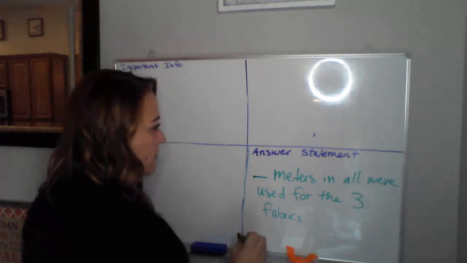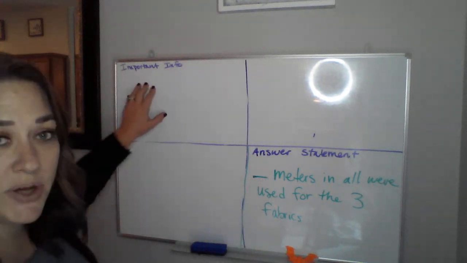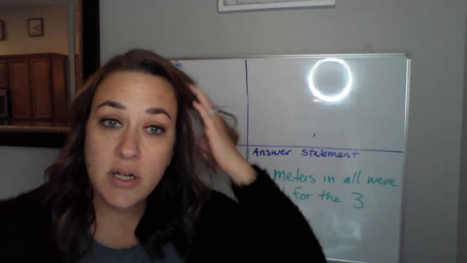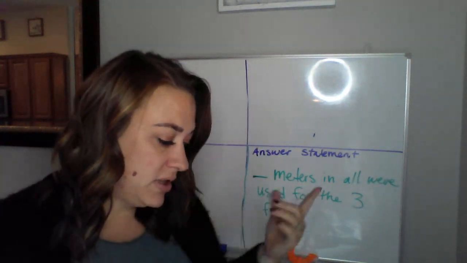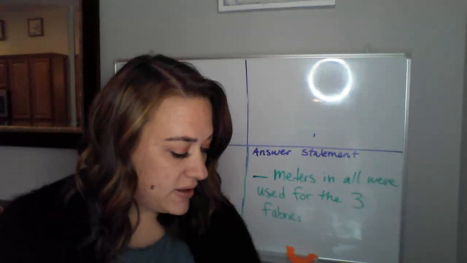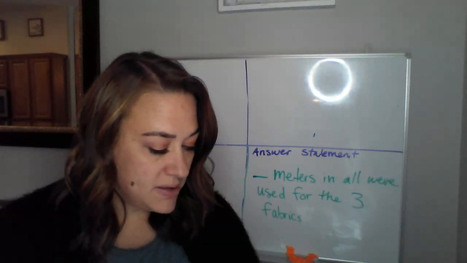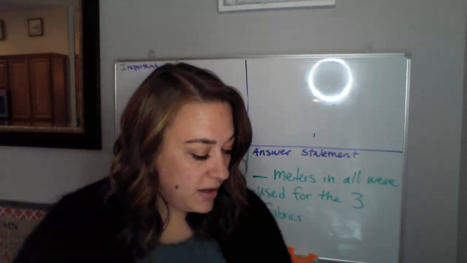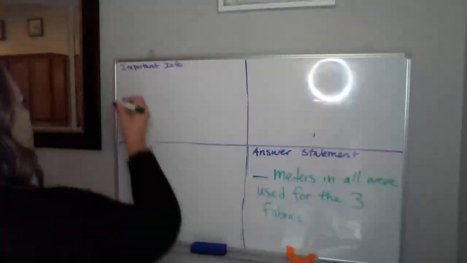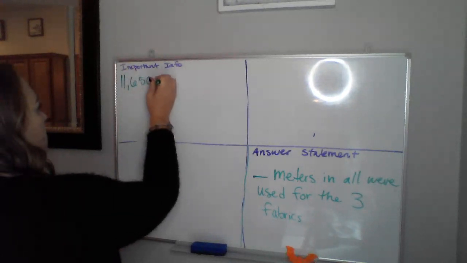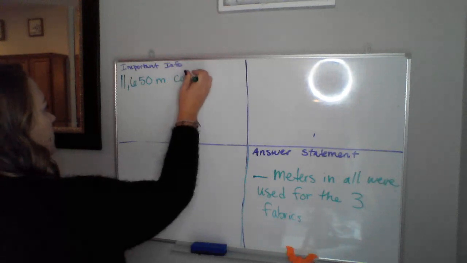And then I'm going to come up to my important information box, and this is where we're going to pull out the important information that we're going to need to solve. So I'm going to look at the first sentence. It says, in 1 year, a factory used 11,650 meters of cotton. That's going to be important, so I'm going to record that. 11,650 meters of cotton.